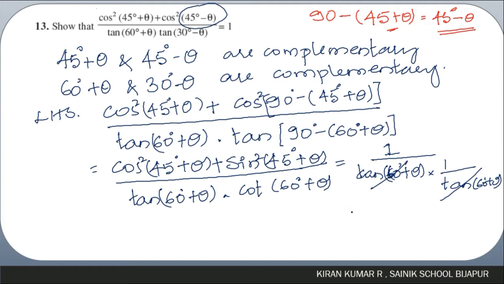They two will get cancelled. We'll be getting the result as 1 by 1, which is equal to 1, nothing but the right hand side. Hence we have got left hand side equal to right hand side. Hence we have proved it. Let's take up the next question.